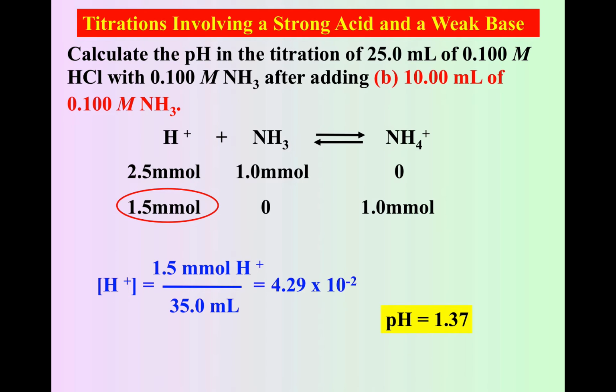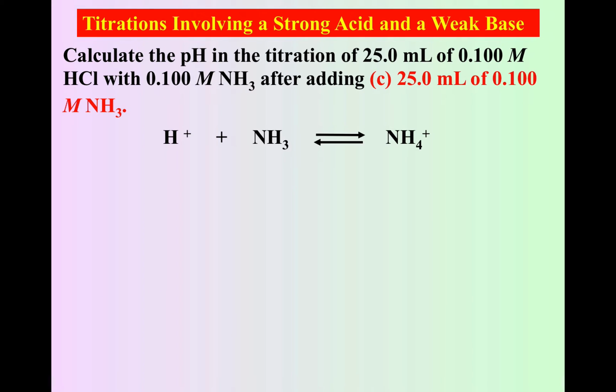All right, going to point C. I add 25 milliliters of the ammonia, right? So I'm going to have a complete neutralization of the hydrochloric acid. So 2.5 millimoles burns up 2.5 millimoles, and what's in the solution affecting the pH? The conjugate acid of ammonia, ammonium ion. So at this point, it's a Ka problem. You've got ammonium ion sitting around in there. I want to know what the concentration of the ammonium ion is.